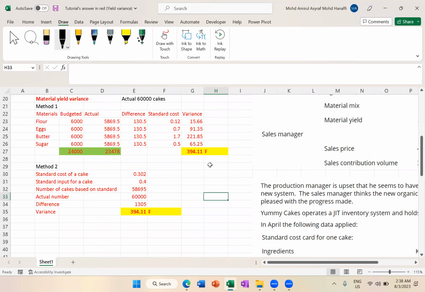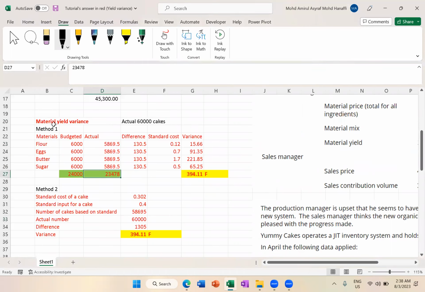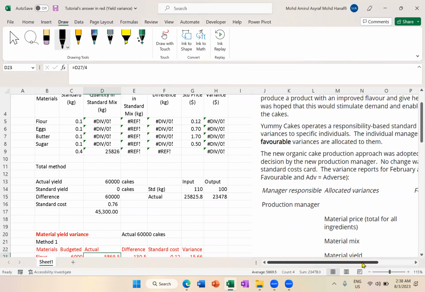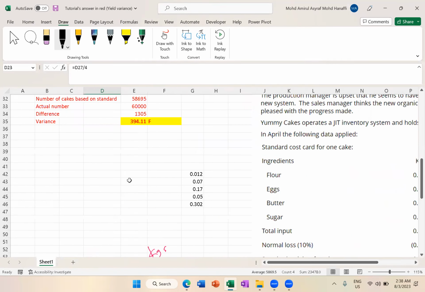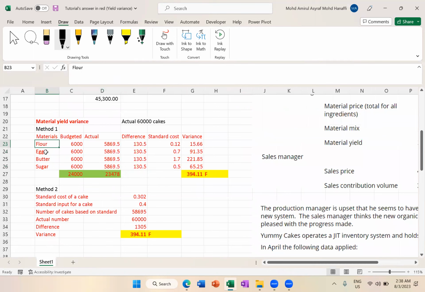If you look at the answer, you would notice that after you get the input, the rest are easy. You follow this because this is material yield variance. So the proportion, the mix, must be the same. The same here means you follow the standard 0.1, 0.1, 0.1, this is standard, right? So the mix is the same. For every one material, the mix is the same. So that's why it gives 4 only. That's why it gets 6,000. This one likewise, divided by 4, right?